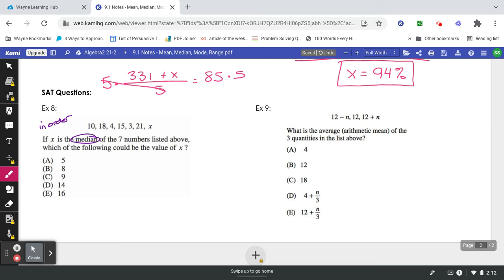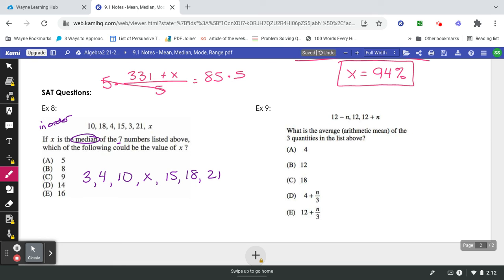So I'm going to put these in order. There are 7 of them. So I'm going to put my smallest one, 3, then 4. Then my next number would be 10. And then my x has to go right there in the middle. So if there are 7 numbers, it means there has to be 3 numbers above and 3 numbers below. And then we'll keep going with the 15 and the 18 and the 21.